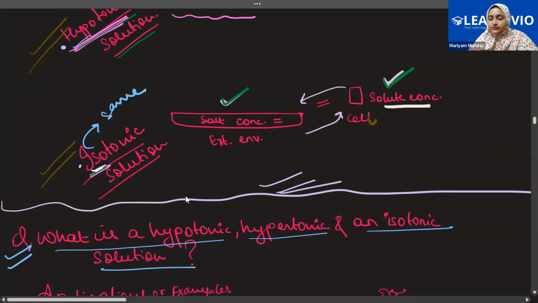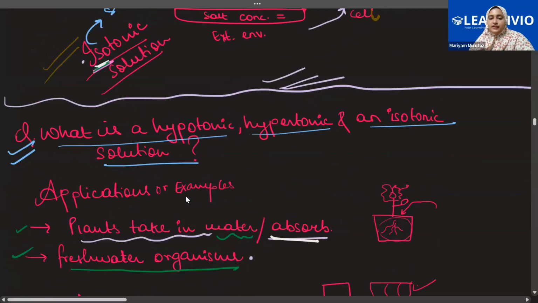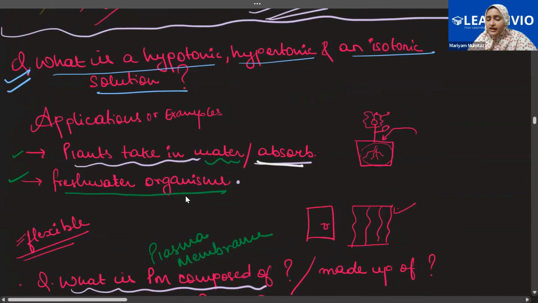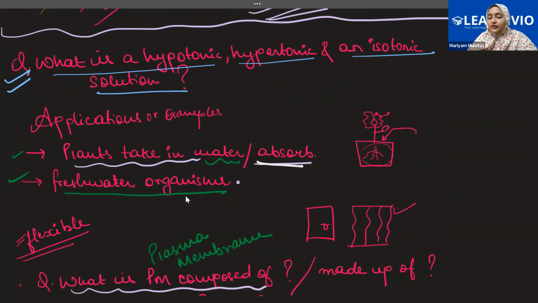Any doubts? No, ma'am. Okay. So this is what hypertonic, hypotonic, and isotonic solutions are. Now, many a times the difference between the three of them can be asked. What will happen to the cell if we keep it in either of these solutions? That will be asked. Okay. Yes, ma'am.